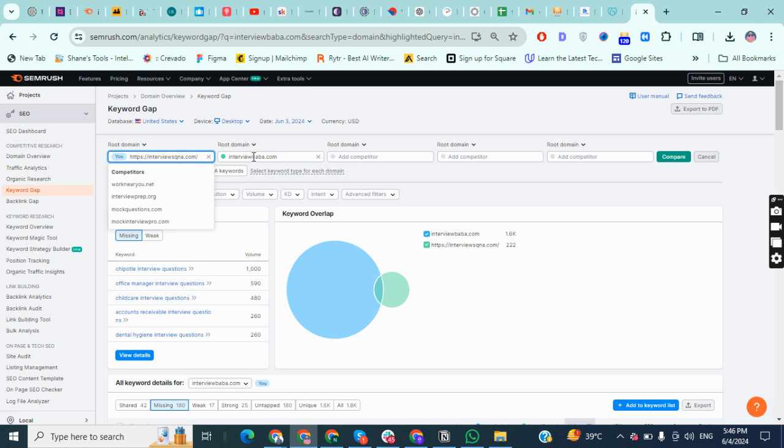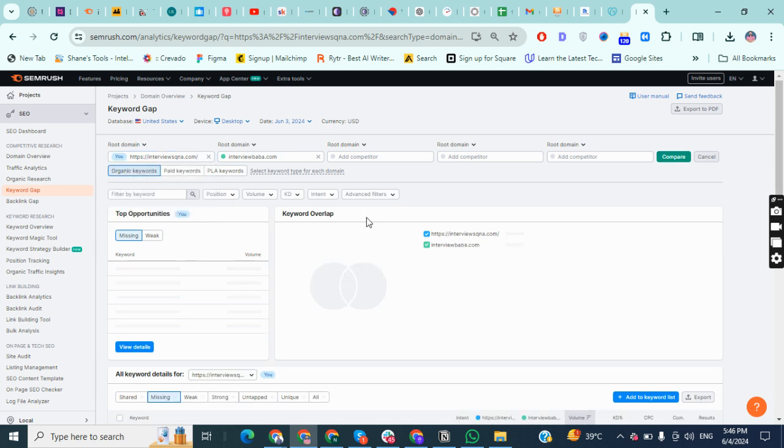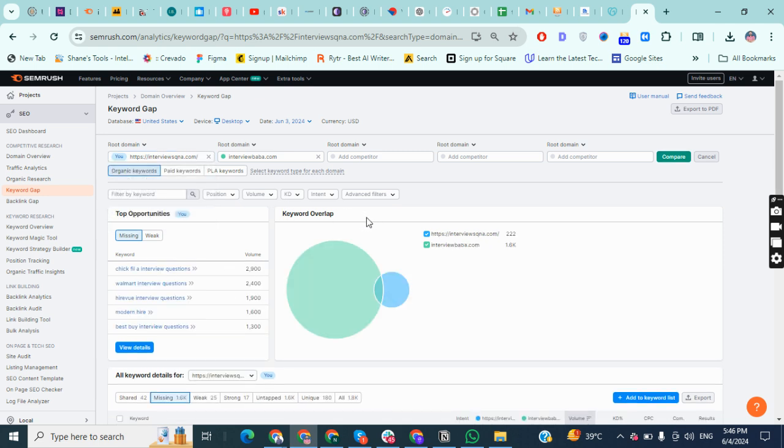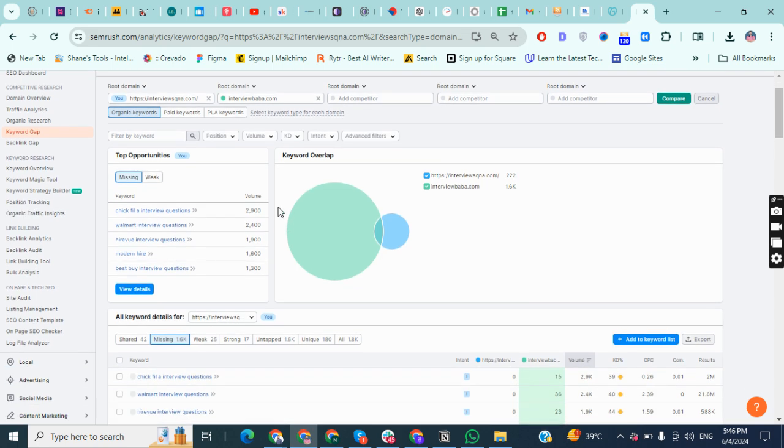So I have manually picked this website, Interview Baba. They are targeting so many relevant keywords to us, or their website goal is almost the same as ours. So here I am comparing myself and finding the keyword gap, keywords that I have still not targeted for my website, and my competitor already has a good position for those keywords.